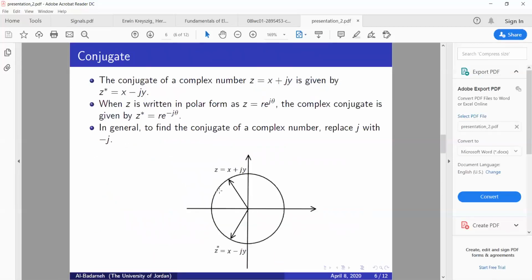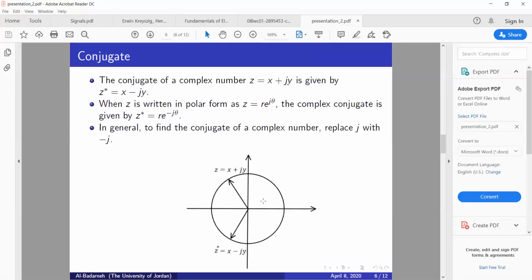Now, let us consider the definition of the complex conjugate. The conjugate of a complex number z, x plus jy, is given by z star, or z conjugate, is equal to x minus jy. We just replaced j with minus j. Now, if the complex number z is expressed in the exponential form, as z is equivalent to r e to the power j theta, then the complex conjugate, z conjugate, is given by r e to the power minus j theta.